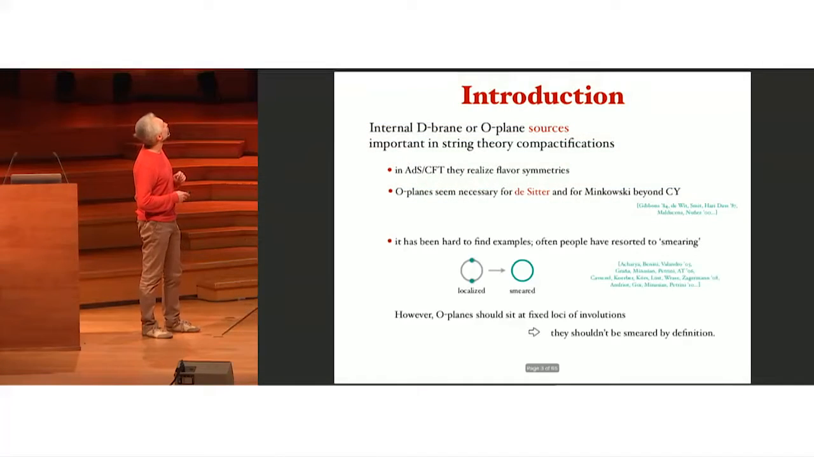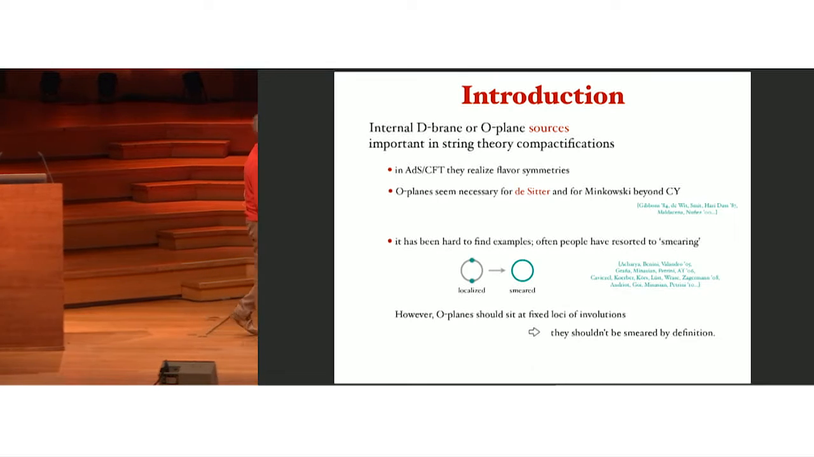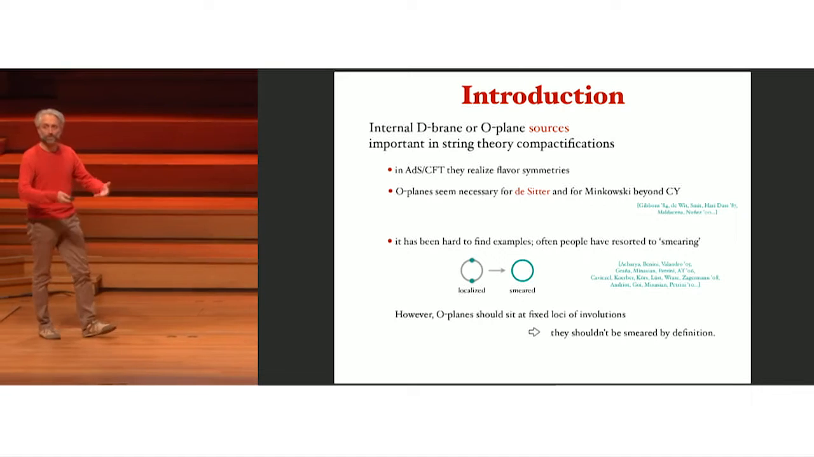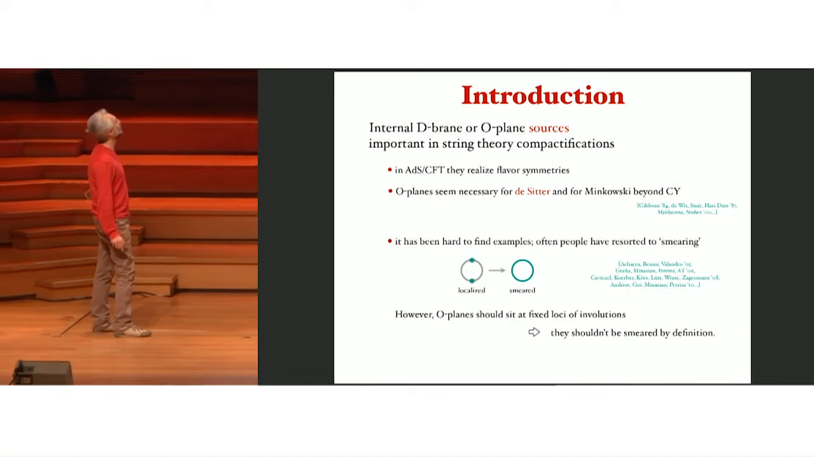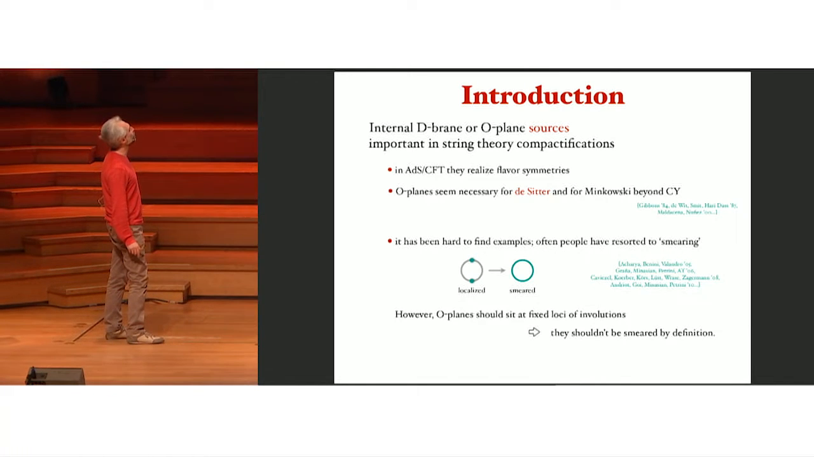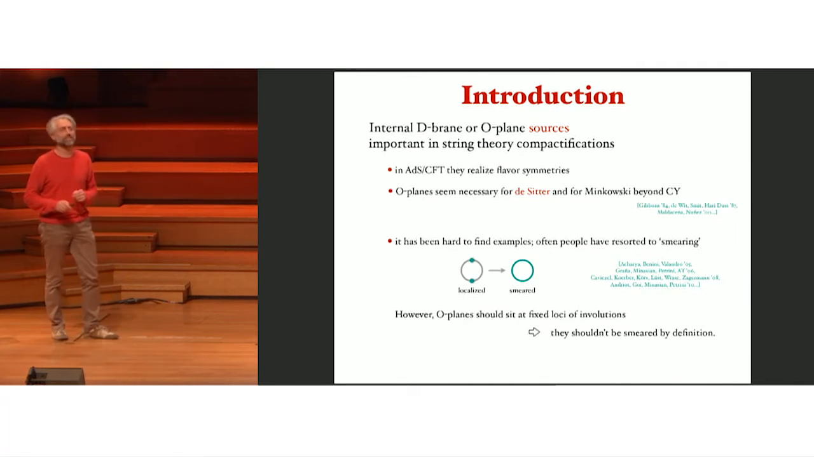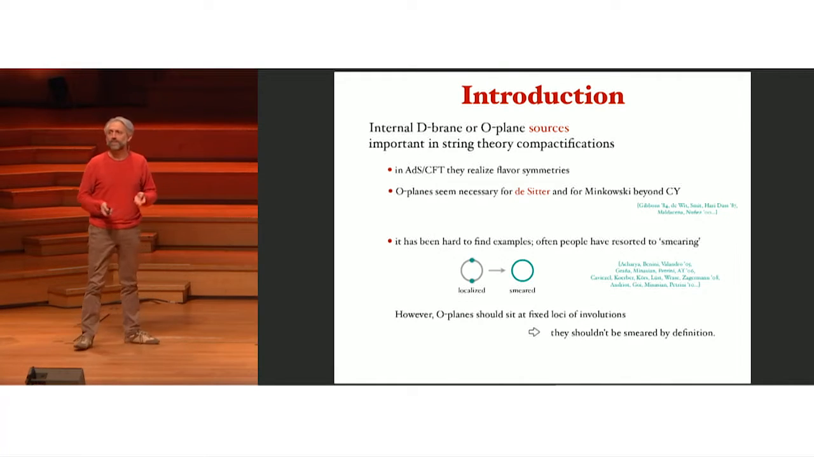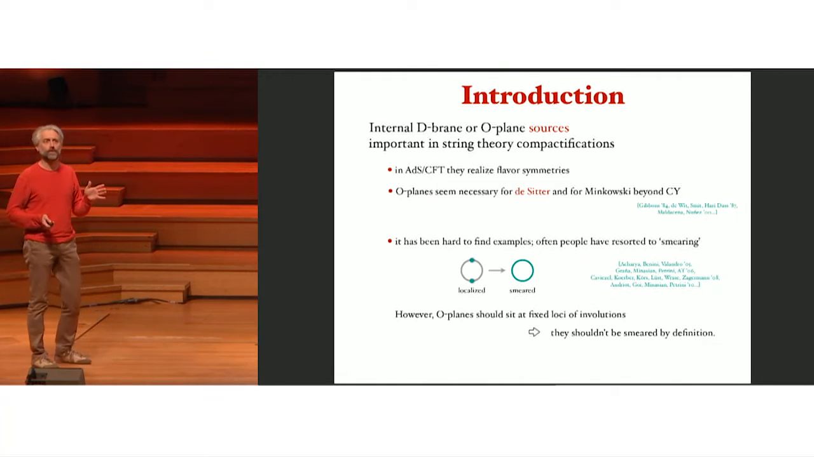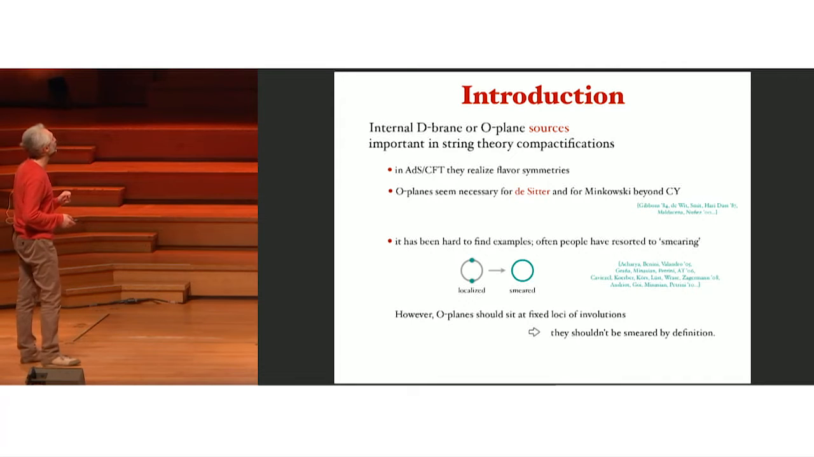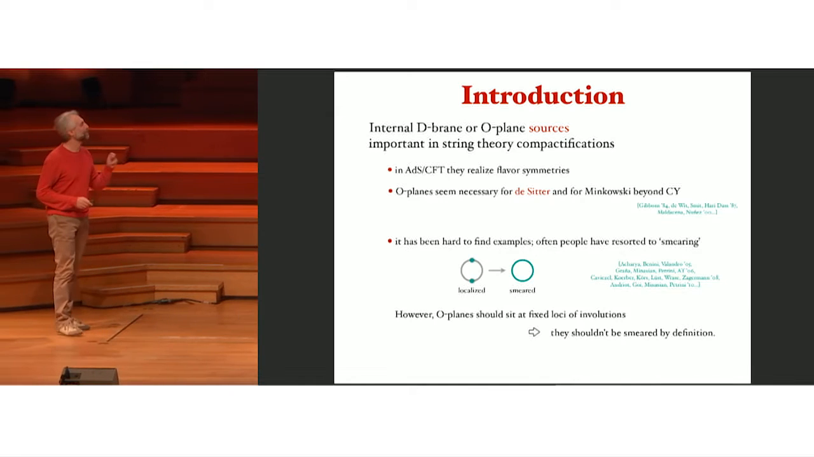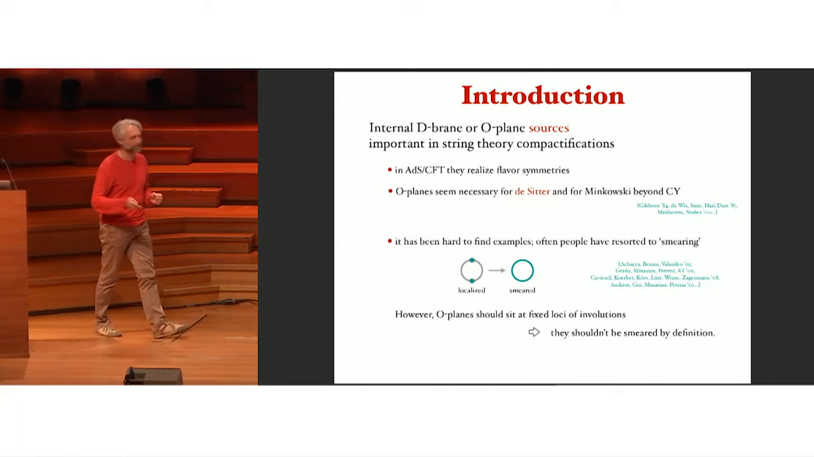However, it has been hard to find examples where these sources were properly taken into account. The backreaction actually was taken into account in the internal space. And for this reason, people have often resorted to smearing them, namely replacing them with a distribution which is spread out all over the internal space. This is fine for D-branes, but O-planes are supposed to sit at the fixed points of involutions, the Z2 symmetries. So that's not OK for O-planes. And at this point, let me thank Liam McAllister for warming up the crowd about this issue this morning.